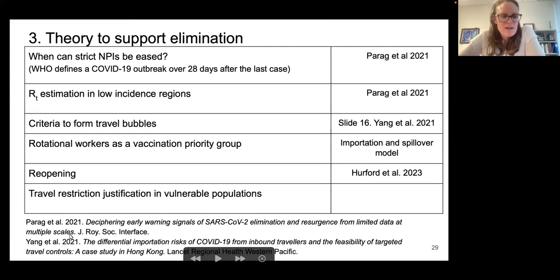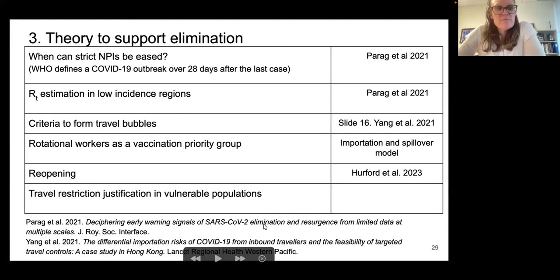There is a paper that has a good idea for doing that. This one at the bottom, deciphering early warning signals of SARS-CoV-2 elimination. We need to come up with methods for estimating the community spread rate, which could be in terms of the average number of secondary infections generated by the average infected individual, here R_eff, in low incidence regions, so regions that have few cases. And again, that same paper has a good idea.